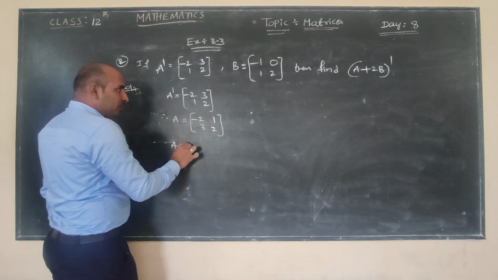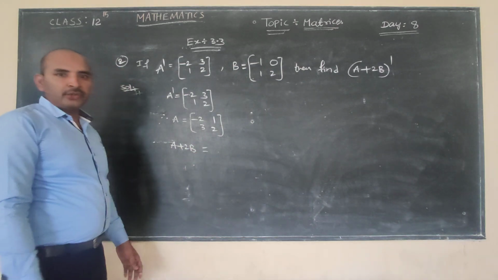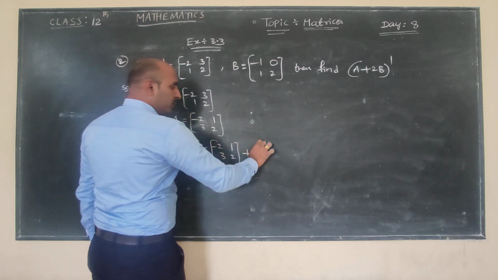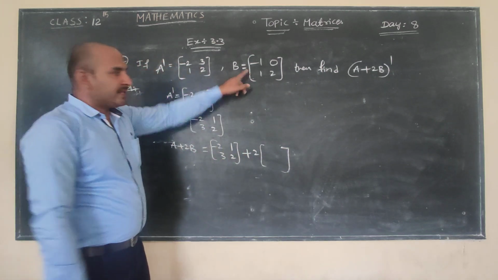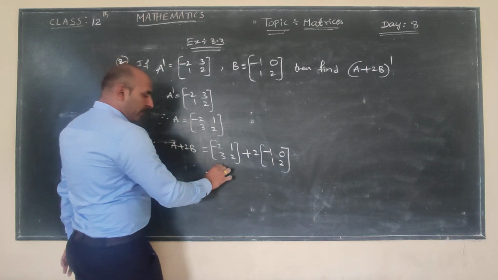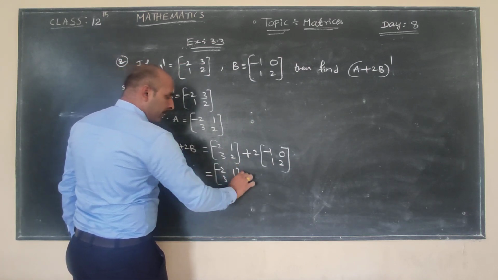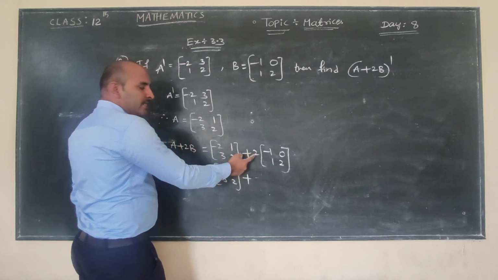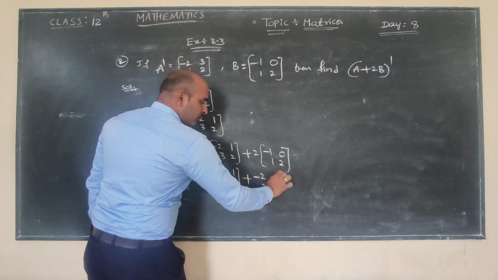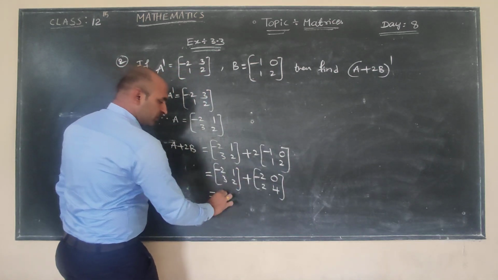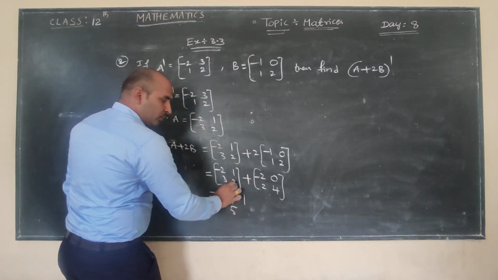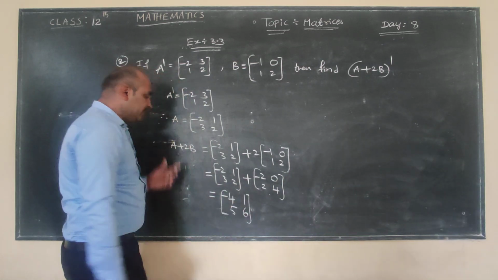So A plus 2B equals what? The A matrix is minus 2, 1, 3, 2, plus 2 into the B matrix, which is minus 1, 0, 1, 2. Multiply each and every element of the second matrix by the scalar 2: minus 2, 0, 2 ones are 2, 2 twos are 4. So minus 2, minus 2 is minus 4, 1 plus 0 is 1, 3 plus 2 is 5, 2 plus 4 is 6. This is A plus 2B.